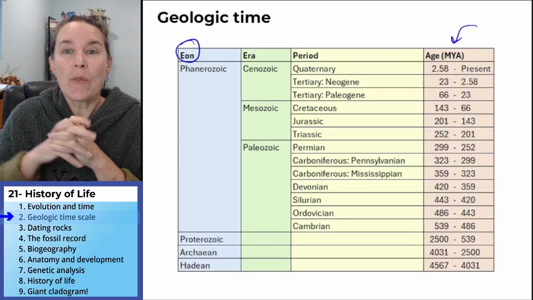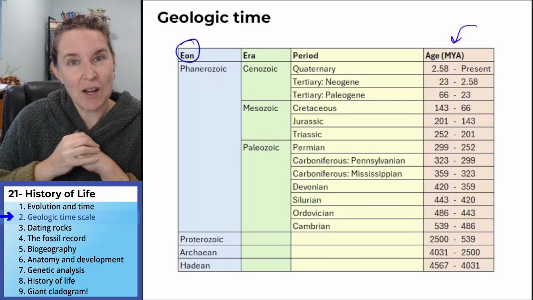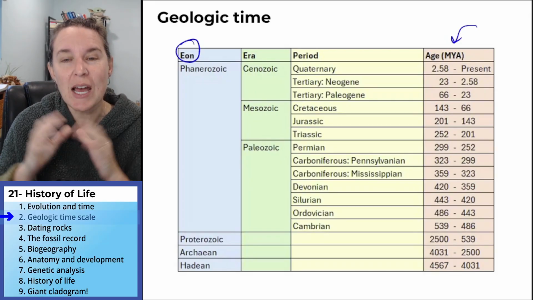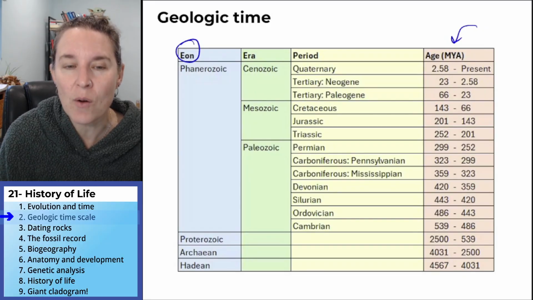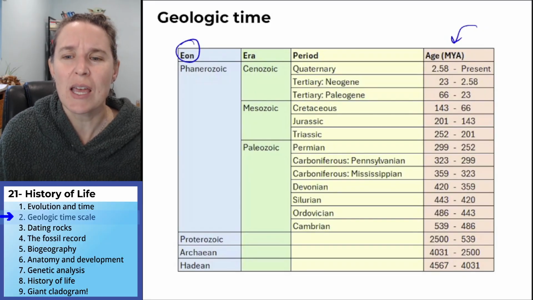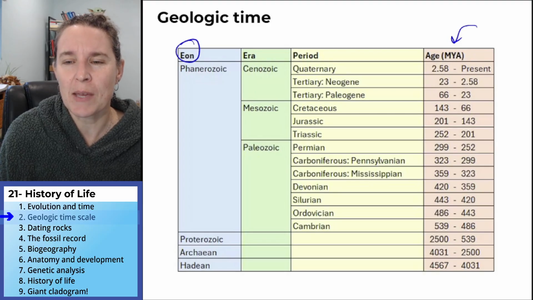Now, they put the times on here. How did they figure out those times? So I want to talk about how they go about dating rocks, and I will not make any jokes about that.